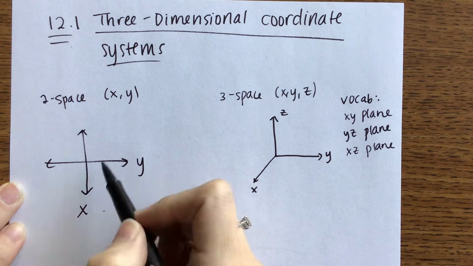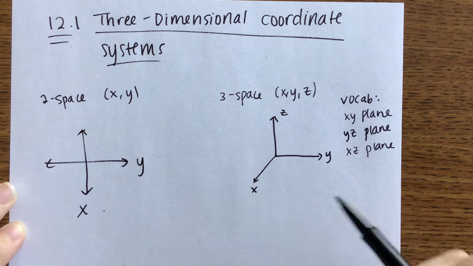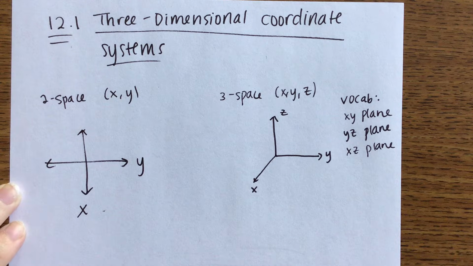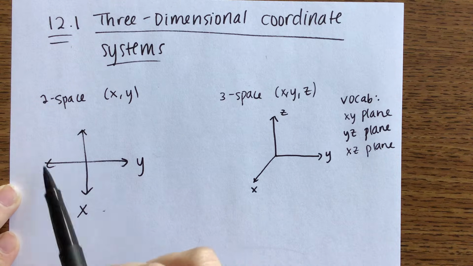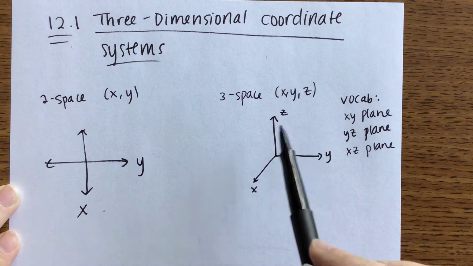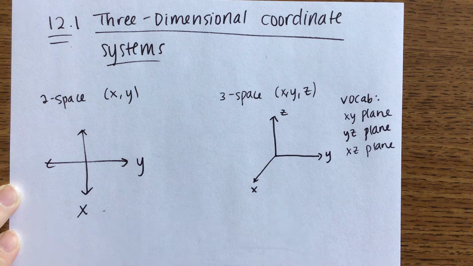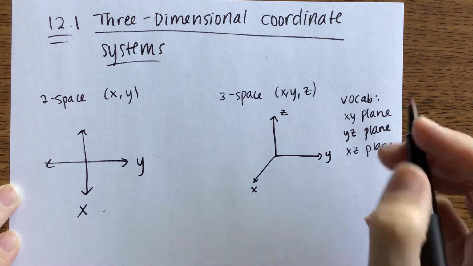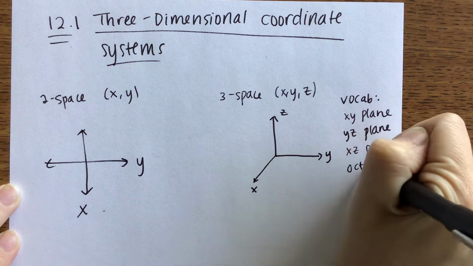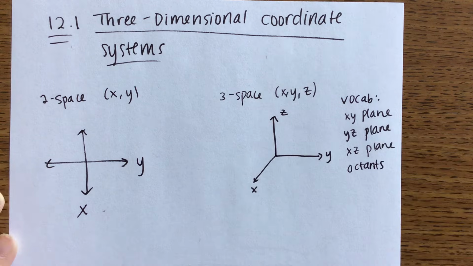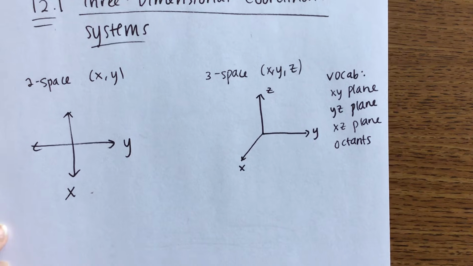In two space we have quadrants. What do you think we call it in three space? Any ideas? Well, okay, quadrants, there's 4 of them. How many are there here? 8, right? Okay, these are called octants. Kind of makes sense.